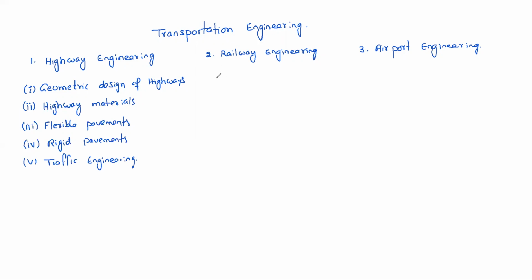In railway engineering, we have only one thing, that is geometric design of railway track. In airport engineering, we have only one thing here also, that is runway design, and of course taxiway and exit taxiway.